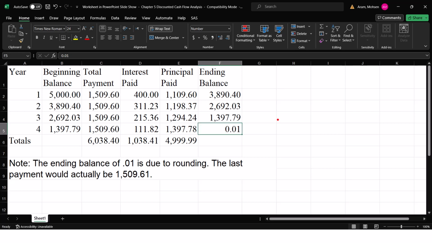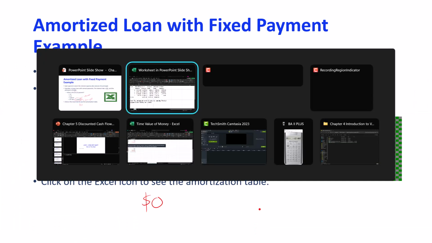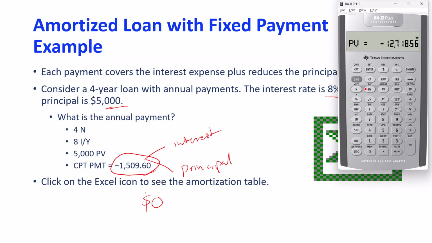The balance would be zero, right? So how do we do this in the financial calculator? The first thing you do is always calculate the payment. We always need a payment first.